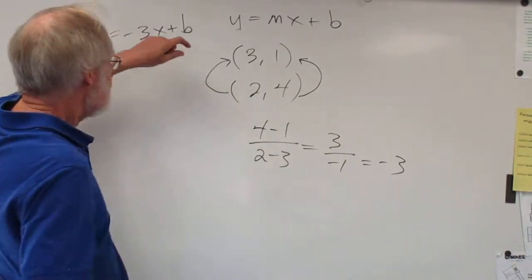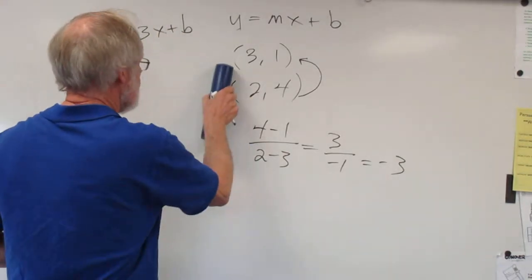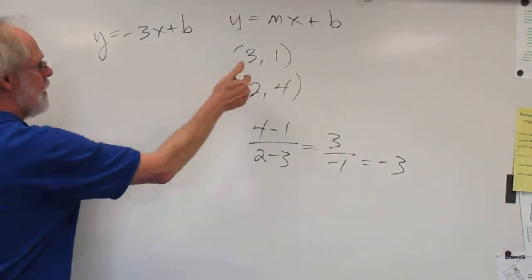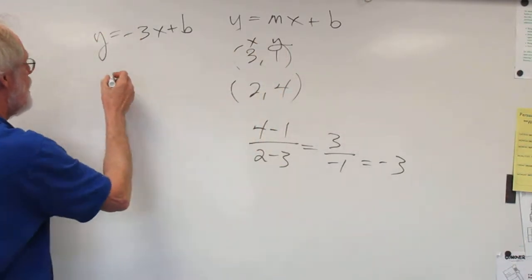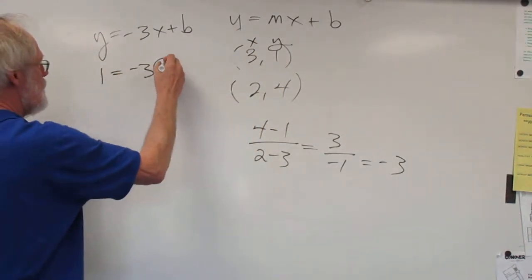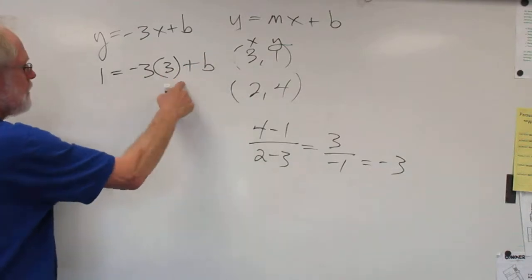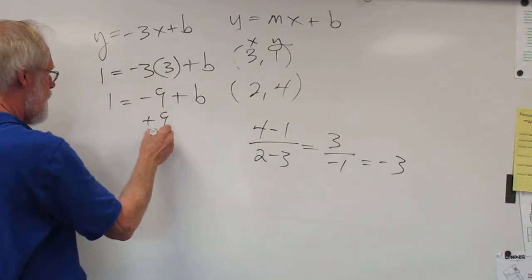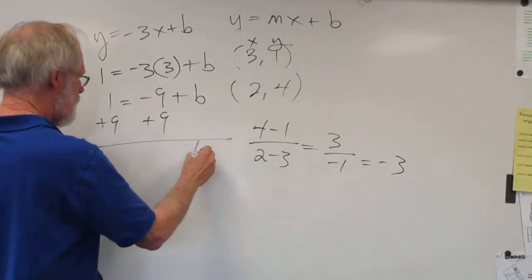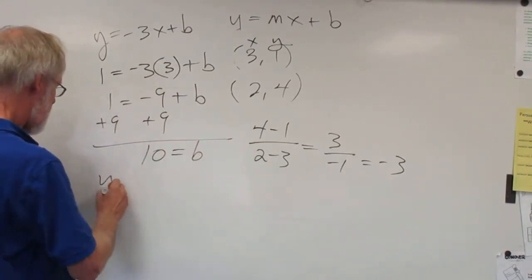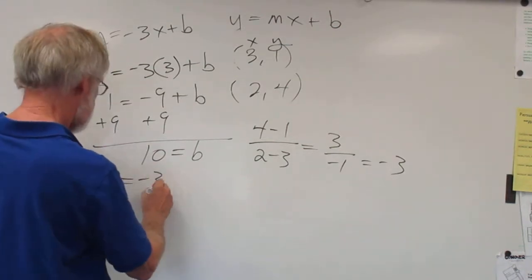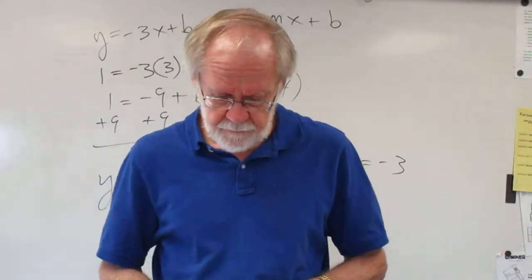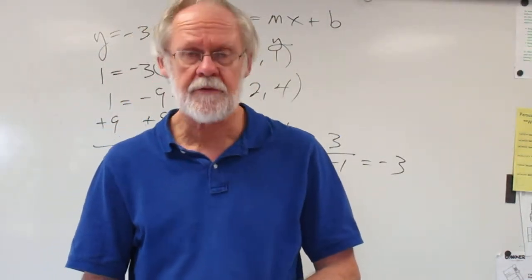All right, we can now take either one of these 2 points, and I will show you how it doesn't matter. If I take the first one, (3, 1), remember this is x and this is y, 1 equals -3 times 3 plus b. This is -9 plus b. 1 equals, I add 9 to both sides, and I get b equals 10. So I have y equals -3x plus 10.